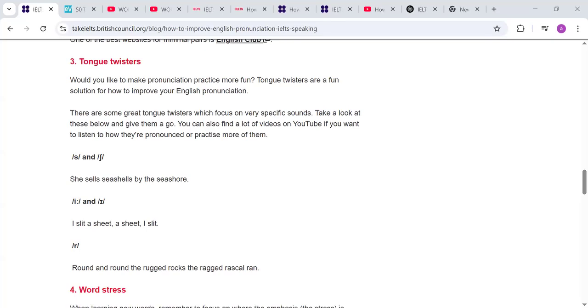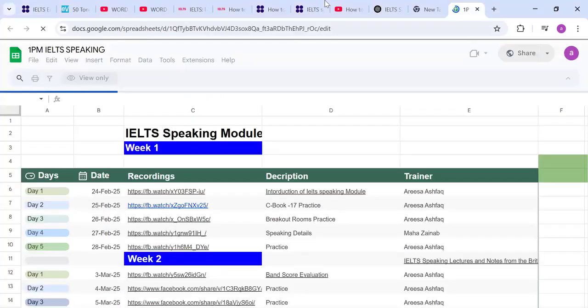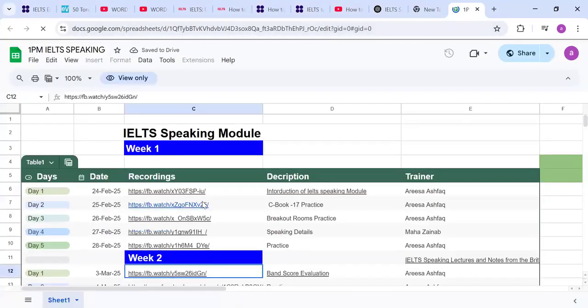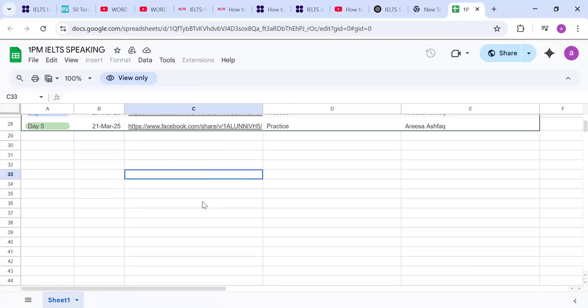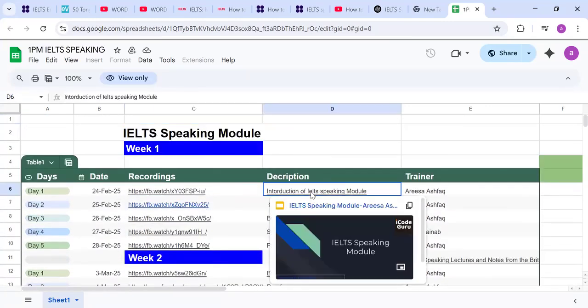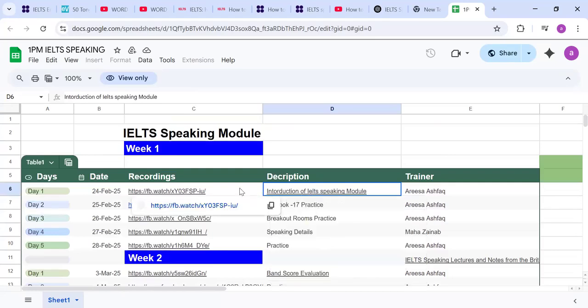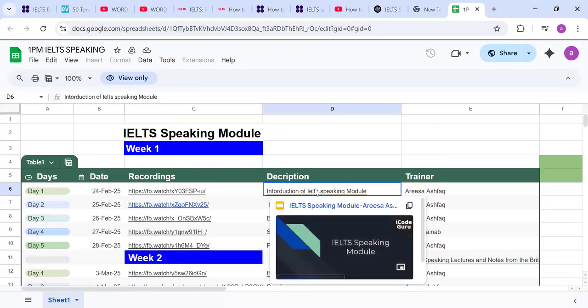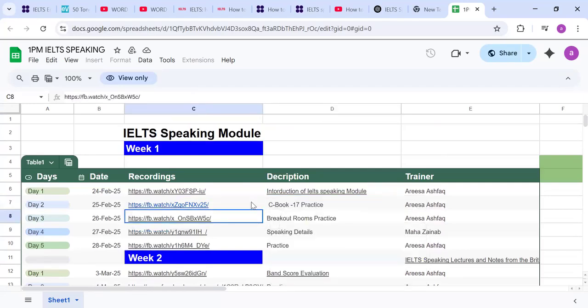Let me show you the sheet. Share. Can you see this sheet? Yes. So this is the description of each day. What we discussed is written here. So you don't need to listen to all the recordings.